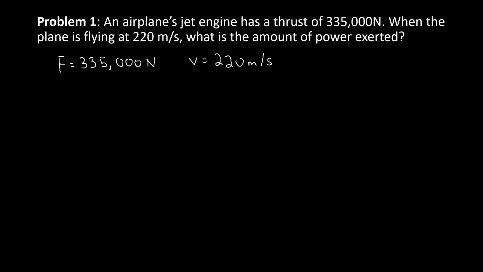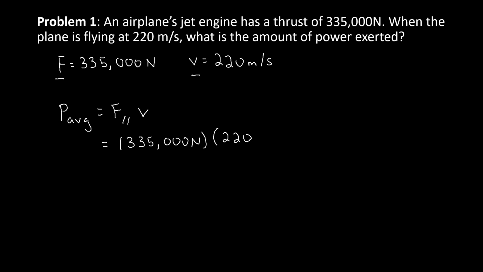So since we have the force and we have the velocity, we can use the average power formula, which is equal to the force times the velocity. And all you have to do is plug in these two values into the formula. So we have 335,000 newtons times the velocity, which is 220 meters per second. And if you plug into your calculator, you will get 7.37 times 10 to the power 7 watts.